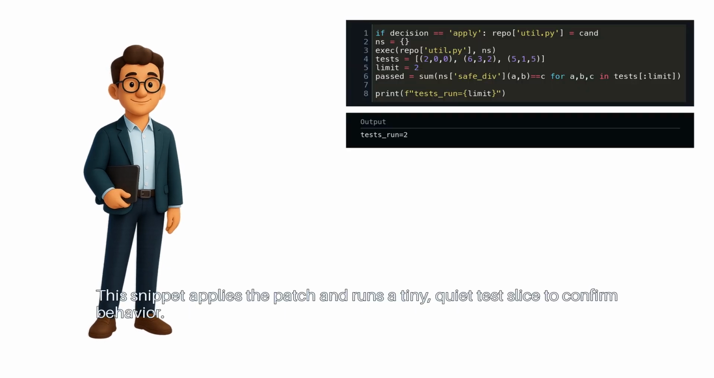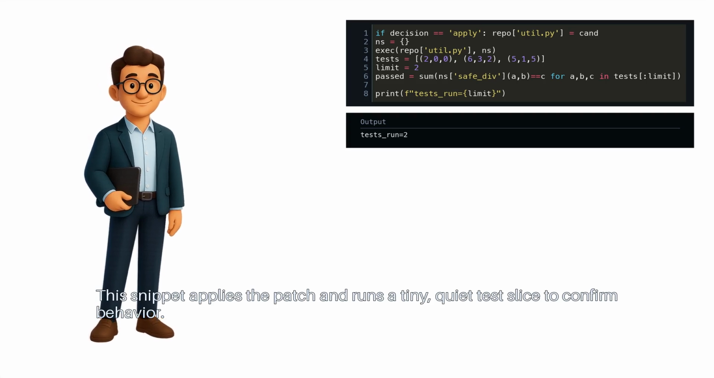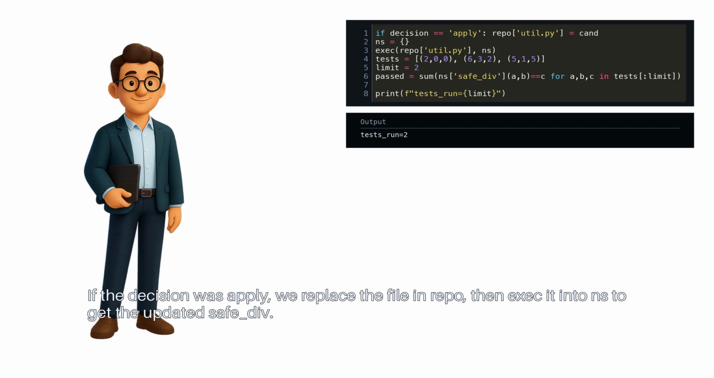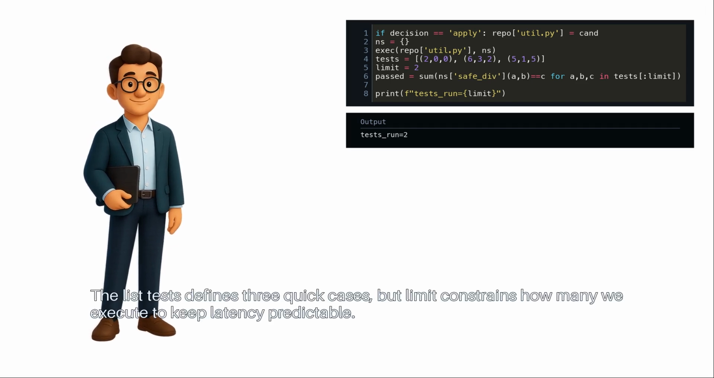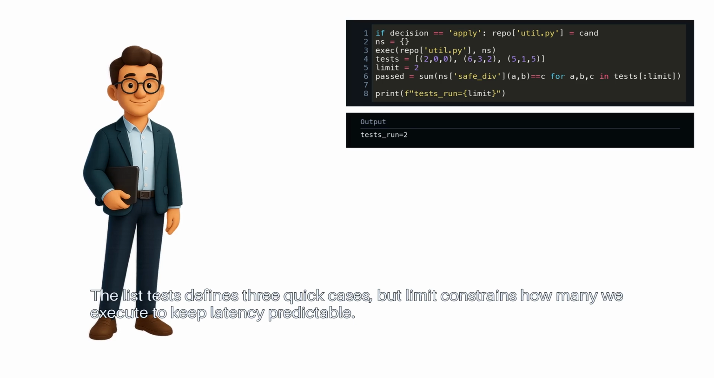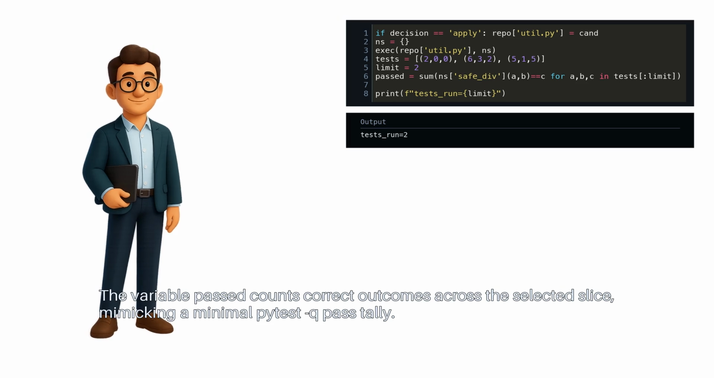This snippet applies the patch and runs a tiny quiet test slice to confirm behavior. If the decision was apply, we replace the file in repo, then exec it into ns to get the updated safediv. The list tests defines 3 quick cases, but limit constrains how many we execute to keep latency predictable. The variable passed counts correct outcomes across the selected slice, mimicking a minimal pytest-style pass tally.